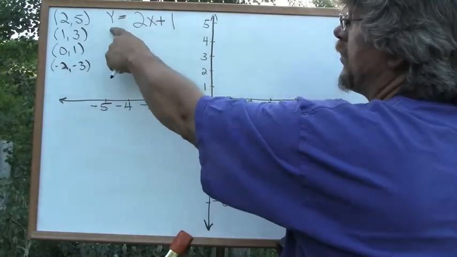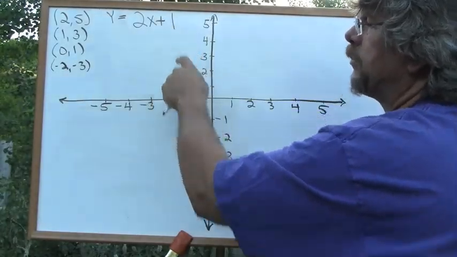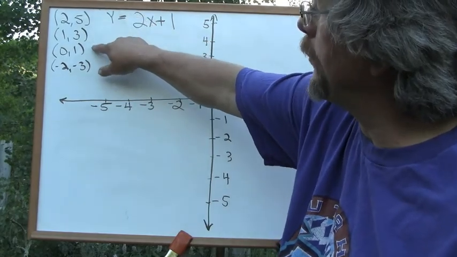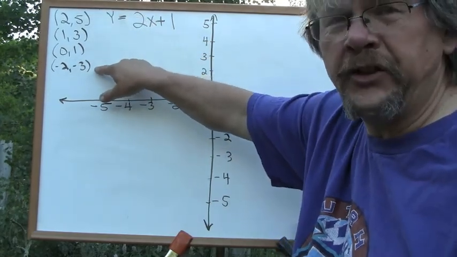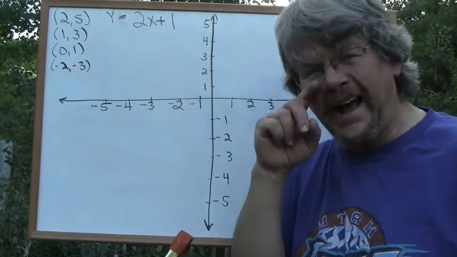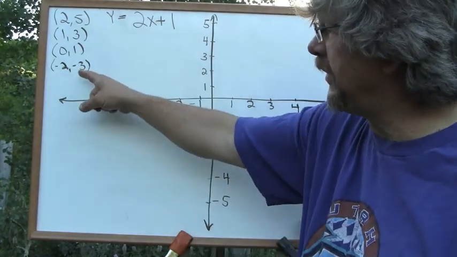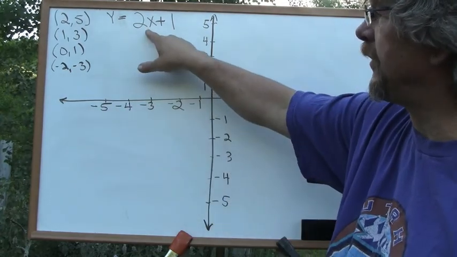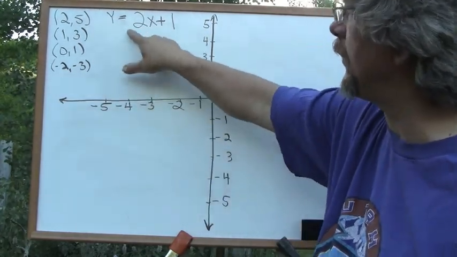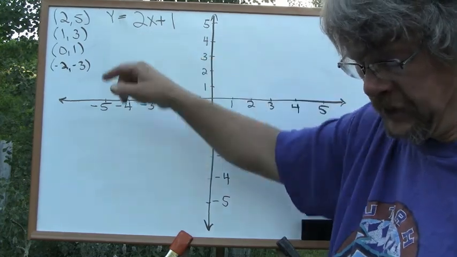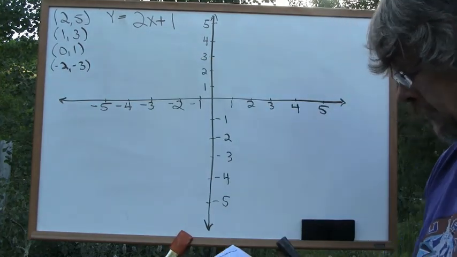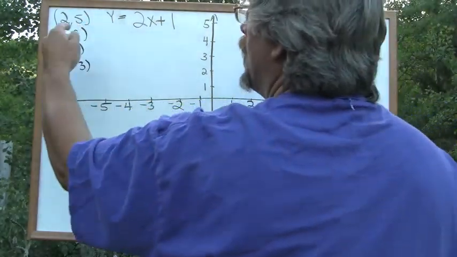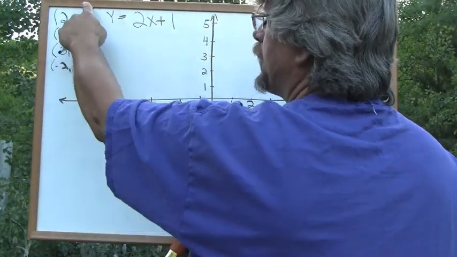Now with this equation, y equals 2x plus 1, we're given 4 coordinate points, 2 and 5, 1 and 3, 0 and 1, and negative 2 and negative 3. And we're asked to put these coordinates in this graph and find the solution to see if these are solutions to this equation. So we want to find where these belong. So remember, x is always listed first, then y.